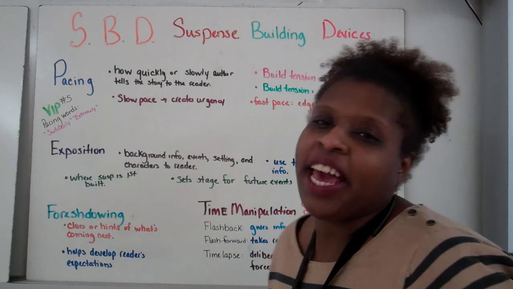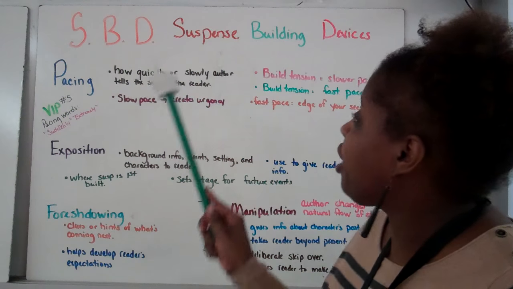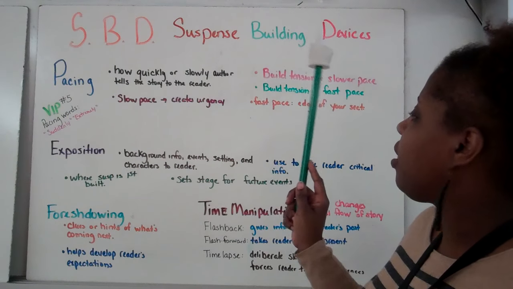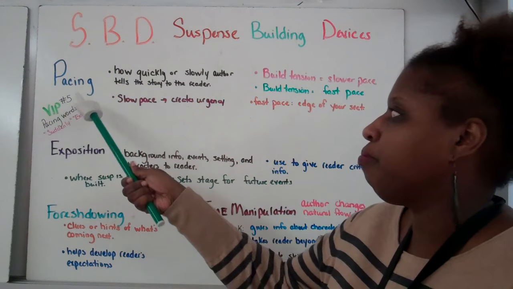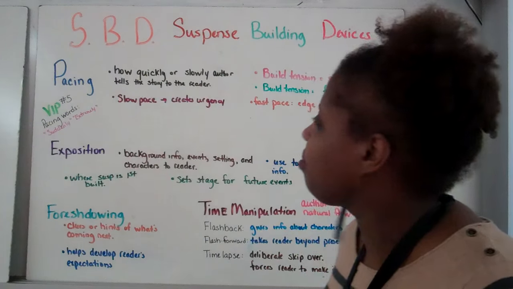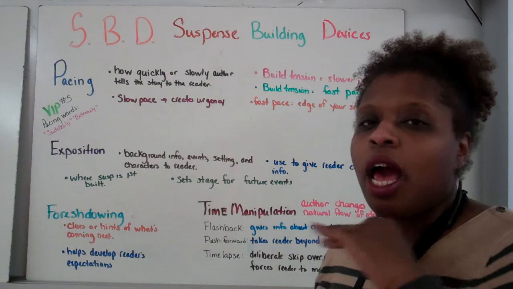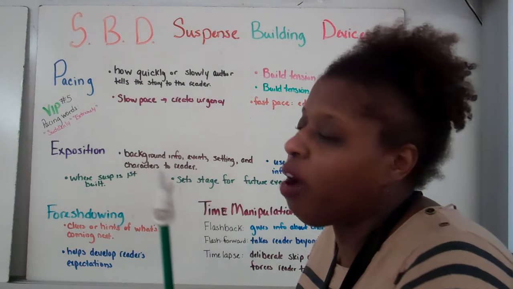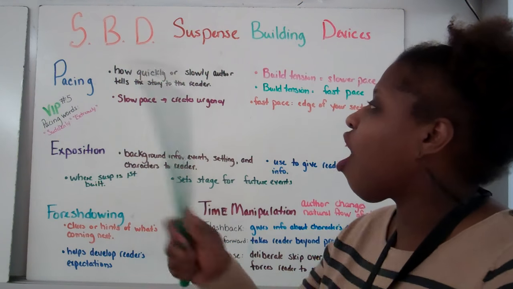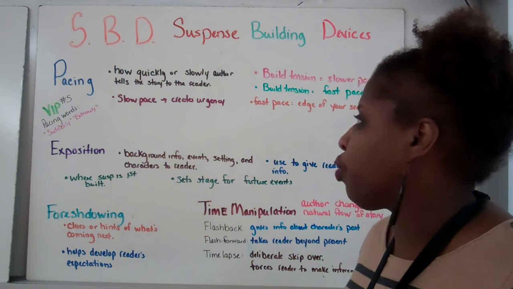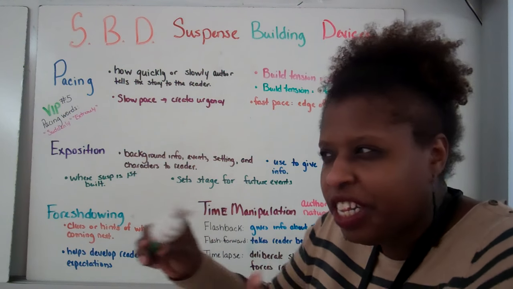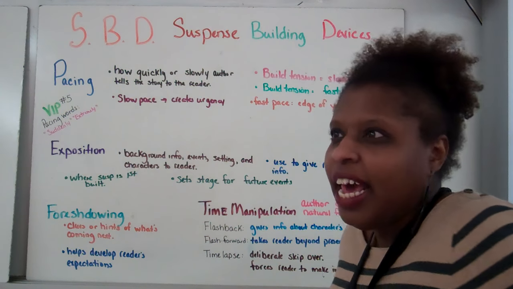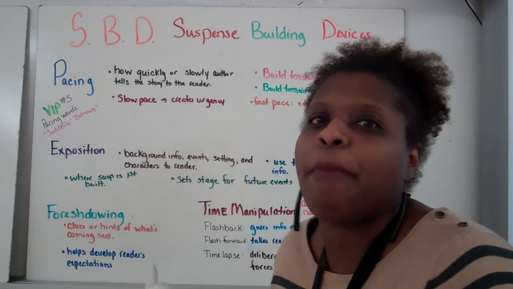So, what are the SBDs? SBD stands for Suspense Building Devices. And therefore, VIP number 5, let's go to pacing first, getting ahead. So the first one is pacing. Pacing is how quickly or how slowly the author tells the story to the reader. A slow pace is going to create urgency. When you have a story that's just building, it creates urgency. You want to know what's going to happen.